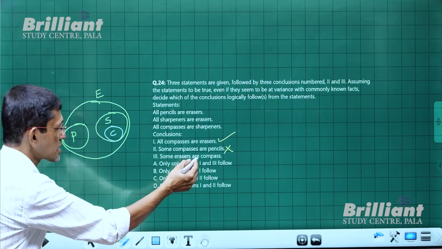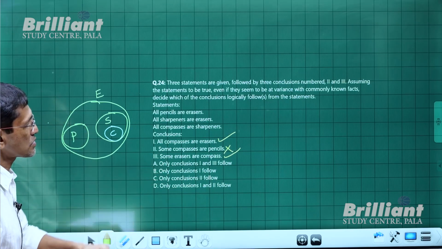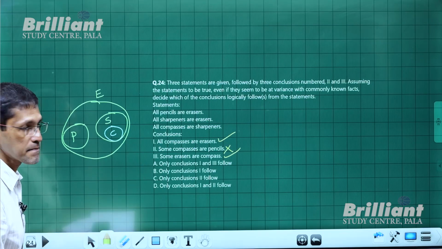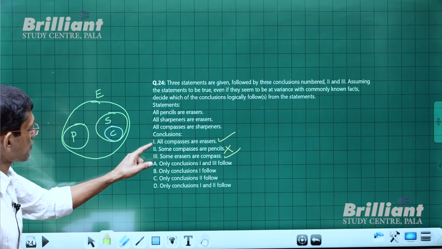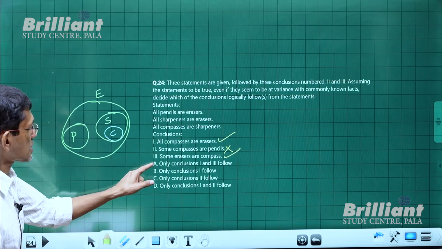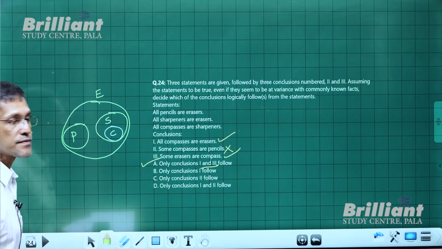So some of the erasers are compasses. Well, it is valid, so it follows. So positive conclusion. It is valid for a basic diagram, so it follows. So ultimately, conclusions 1 and 3 follow. Conclusions 1 and 3. So answer choice A. Only 1 and 3 follow.